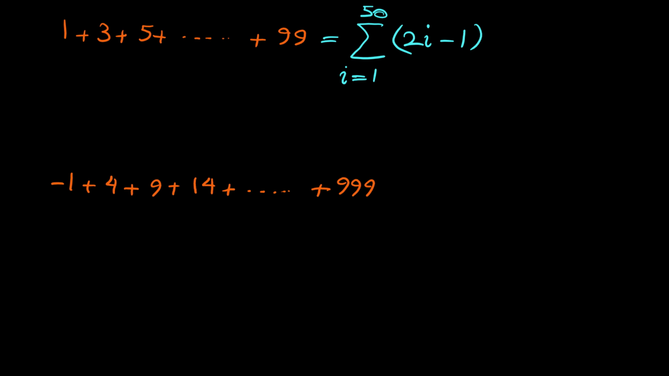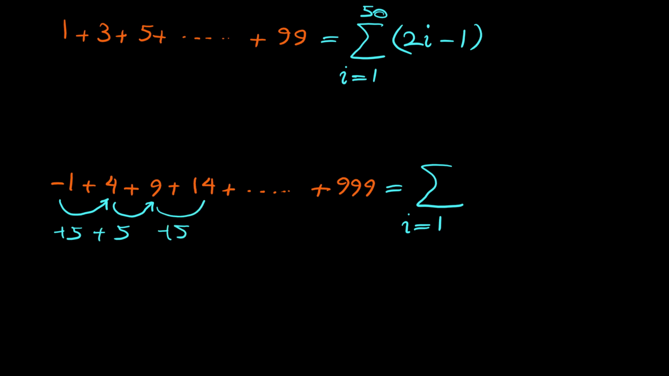Here also we have a tricky question. We want to write this as a sigma, so we write this sigma. Usually we prefer to start i from 1, so let's start with 1. Now let's see what's happening here. If you pay attention, the common difference between the terms is 5 units: plus 5, plus 5, plus 5, and so on. So we notice that we have to write 5i.